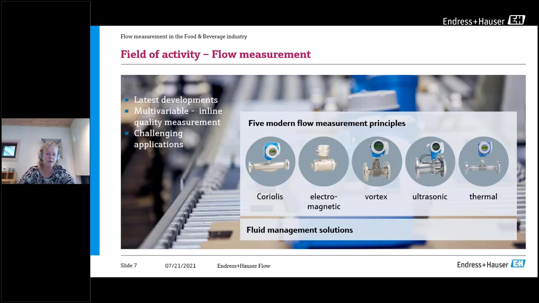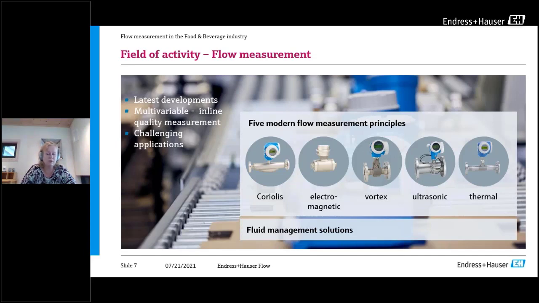But to start off, we have 5 flow principles from Endress+Hauser, and Coriolis and electromagnetic are the 2 main instruments used in food and beverage. Starting with Coriolis, it's a direct mass flow meter, and can also measure density and temperature. One of the advantages is that it is independent of flow profile, so you don't need any straight inlet runs with the Coriolis meter.